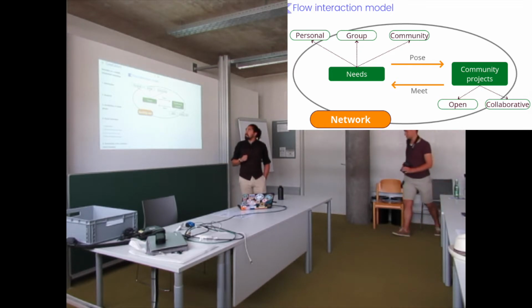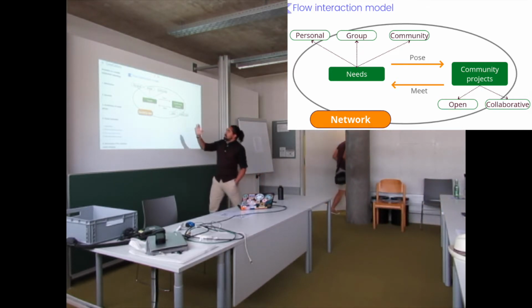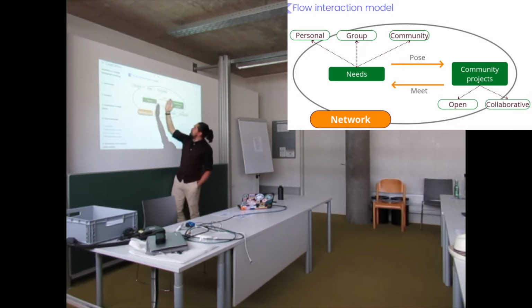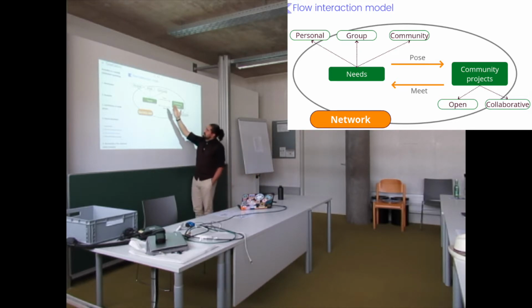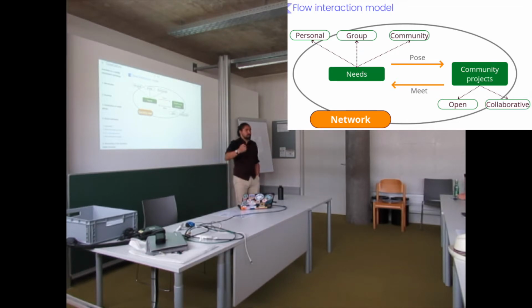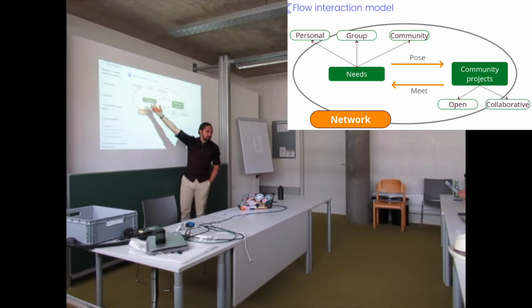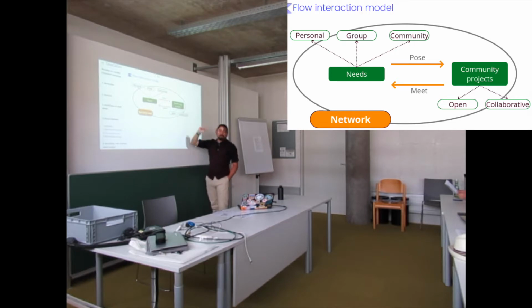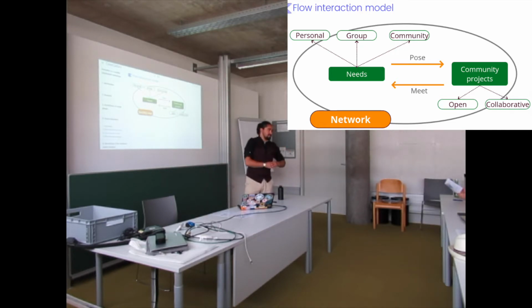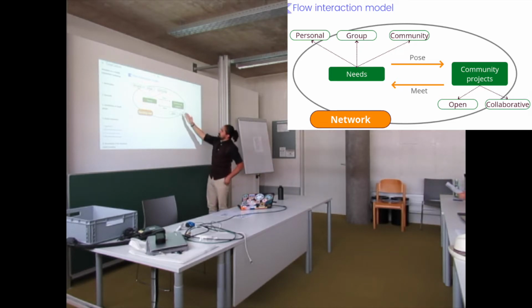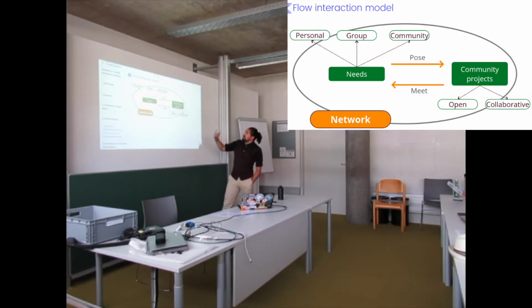This is the model. Okay, the flow interaction model. So we just talk about our needs: personal, group, or community needs. Okay, those needs pose community projects. For example, yesterday Marcus talked to us about the 3D view. You remember that? The 3D geometry view. At some time it was a need for the community, for the people, for the groups. And it posed a community project to achieve this 3D geometry view. And this community project is characterized as open, so anybody can participate. Okay, and collaborative.